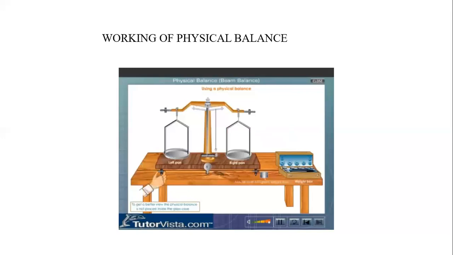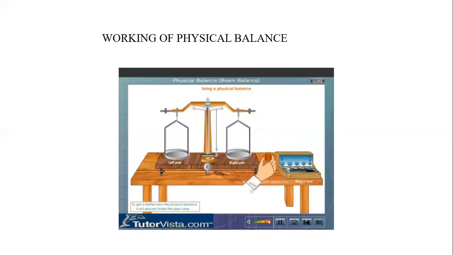Using a physical balance, adjust the leveling screws such that the plumb line points vertically downward. Gently raise the central rod by turning the lever. If the pointer remains at the zero mark or oscillates equally on either side of the zero mark, then the balance is fully adjusted. However, if the pointer swings more in one direction, then adjust the balancing screws such that it swings equally on either side of the zero mark.